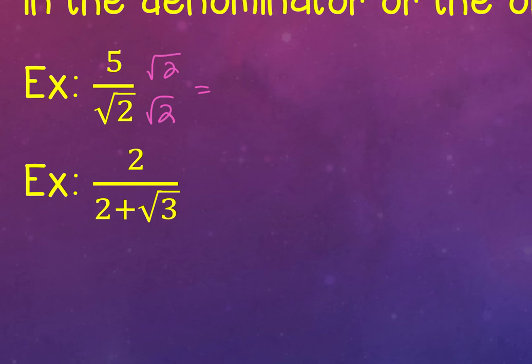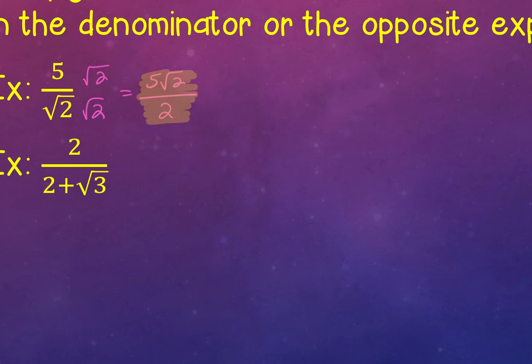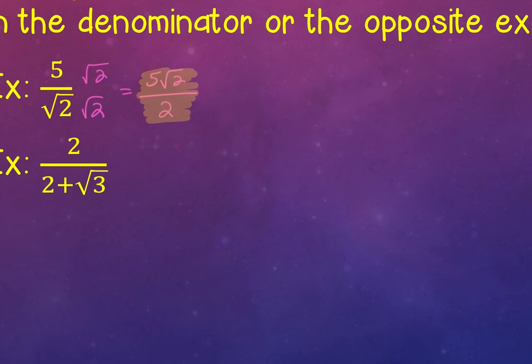And I end up with 5 square root 2 over, what's square root 2 times square root 2? 2. If I could simplify from there, I would. If not, like it is, I'm just going to leave it the way it is. So if it was like 10 root 2 over 2, I'd then reduce it. Yep. So you multiply the entire fraction by the denominator. Yep. That's if it's just one square root in the denominator.